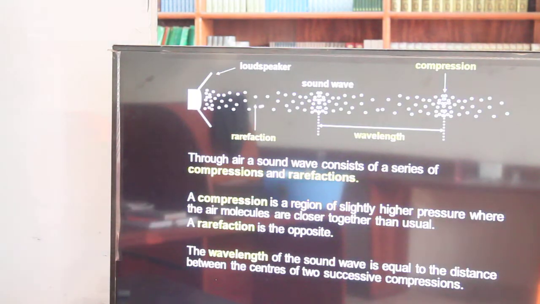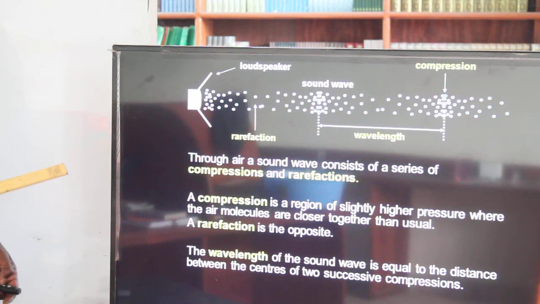Now wavelength is the distance covered by one wave. In the case of a sound wave here, the wavelength of the sound is equal to the distance between 2 successive crests, 2 successive compressions or 2 successive rarefactions.